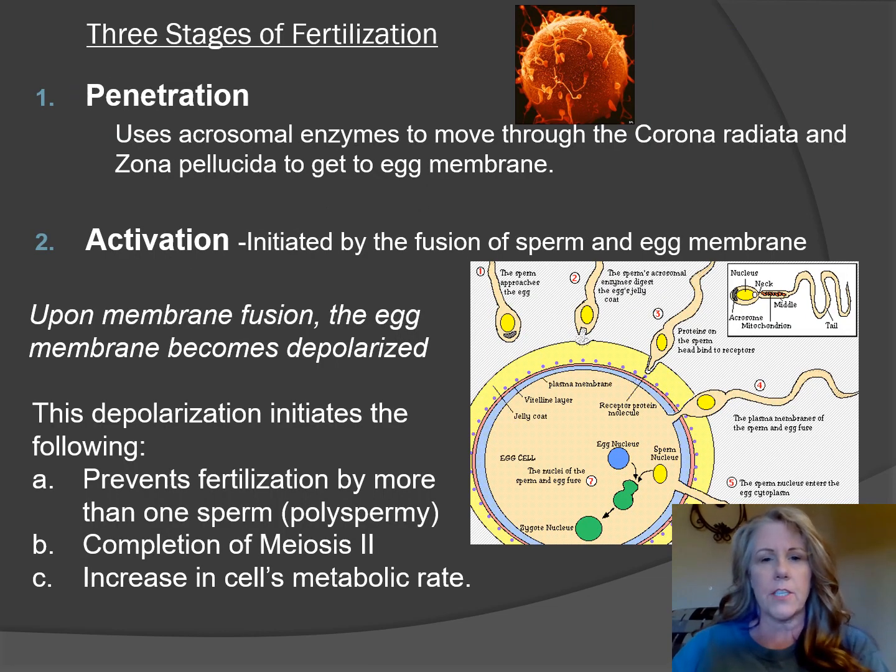There are 3 stages of fertilization. Penetration is the first stage. So what does penetration mean? Penetration is when the sperm cell uses acrosomal enzymes to move through the corona radiata and the zona pellucida to get to the egg's plasma membrane.